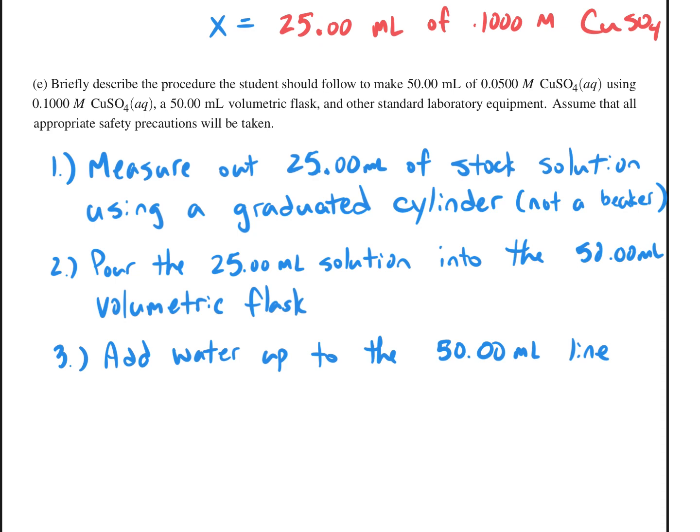Now you deliver that 25 milliliters into a volumetric flask, and then you add water up to the line. What you don't want to do is add your water up to the line first and then add your stock solution in, because then your total volume is going to go past the line. And so on this question, on the AP test, it was worth 2 points.